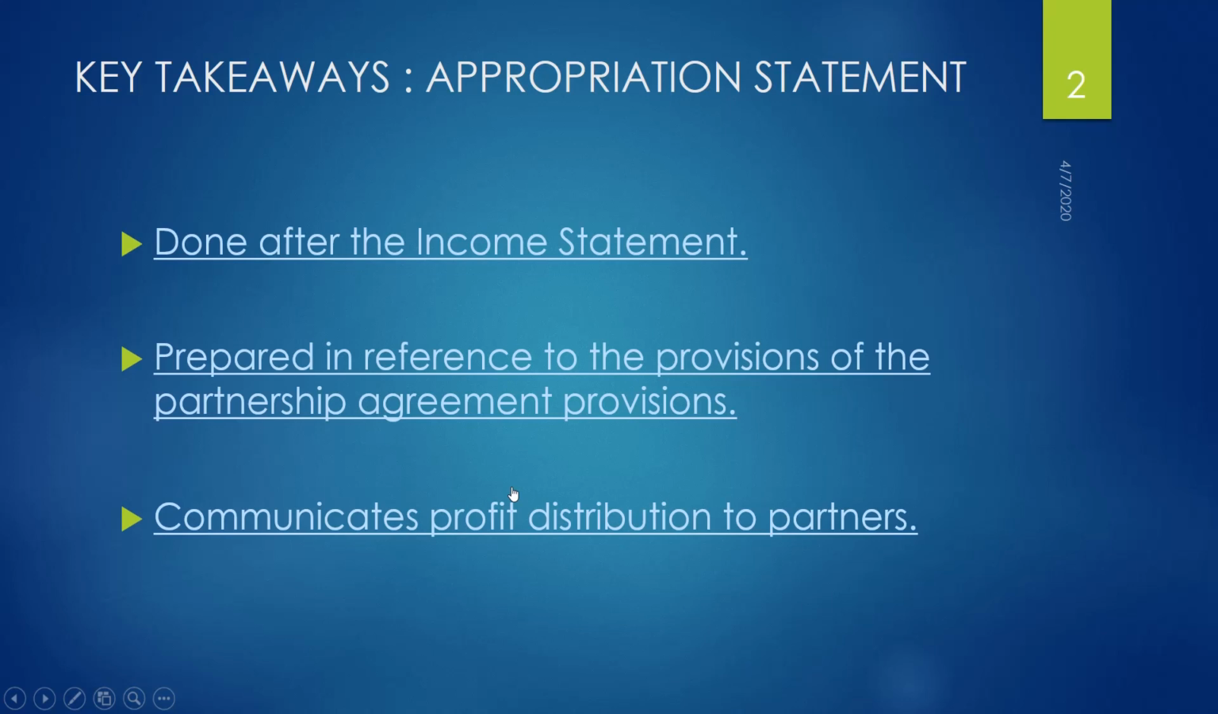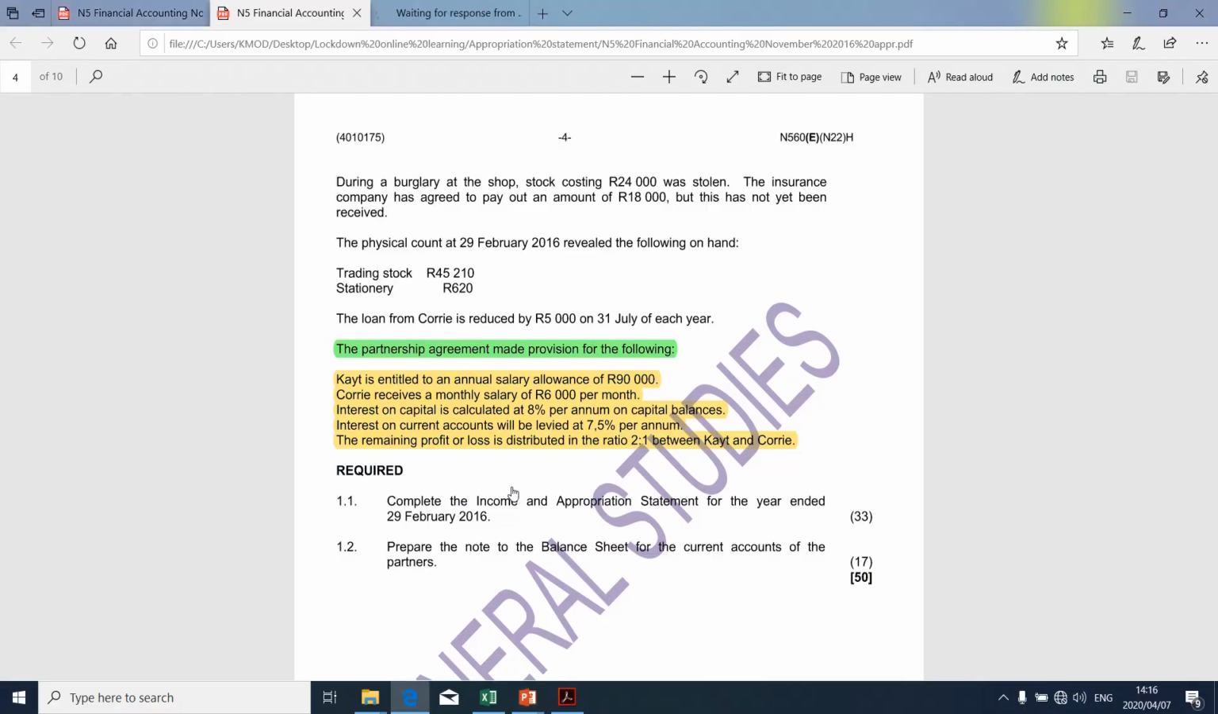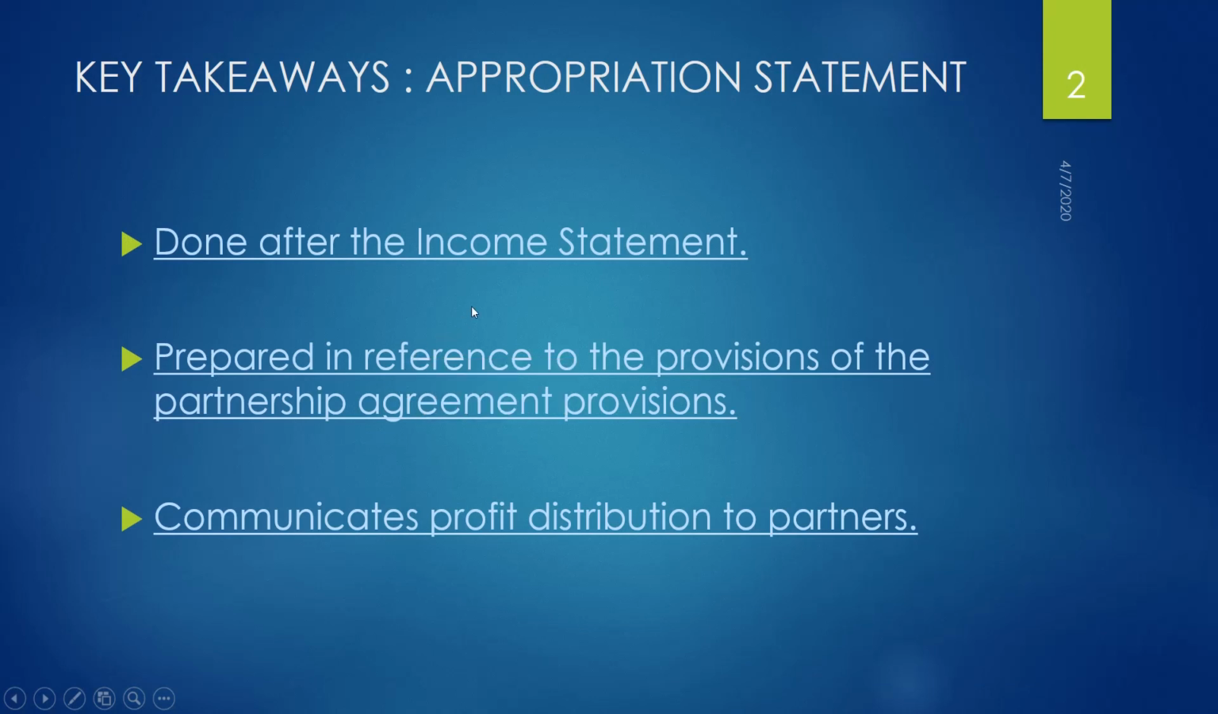The appropriation statement is relevant for the partnership because at the end of the day, the profit will be distributed to the partners. And as I've mentioned, we will do it via the appropriation statement. On a question paper that was written on November 2016, candidates were required to do the appropriation statement. I'm not going to go back to the question paper because I've already showed you in the previous slide how the question paper looked like. So it's important that when you prepare for partnerships, you prepare for the income statement and the appropriation statement, as both are highly examinable.